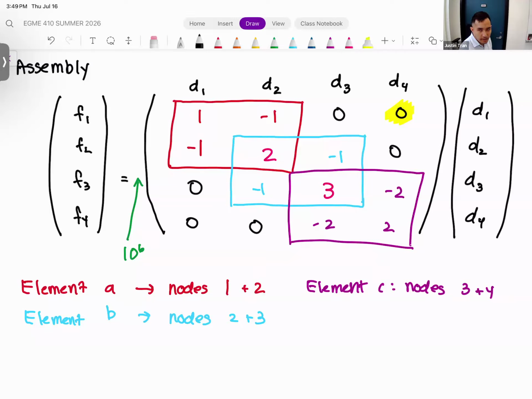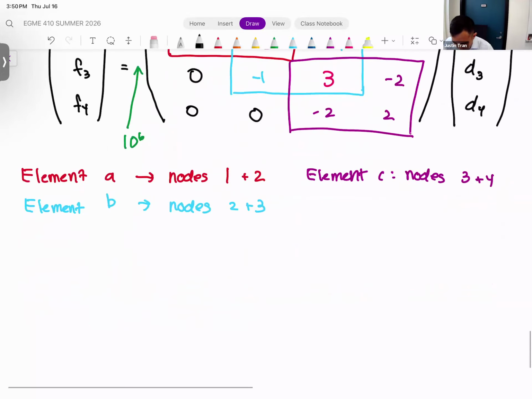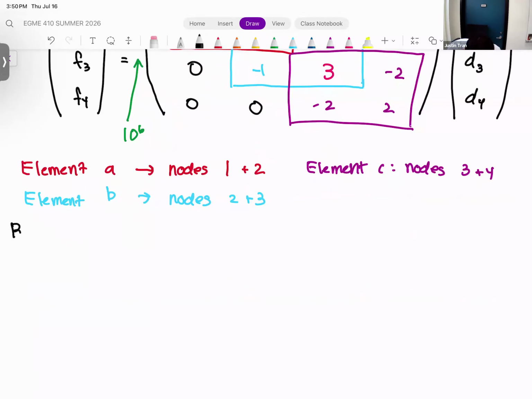The next step is going to be the application of the boundary conditions, but I'm going to rewrite the matrix after. All right, but before we do that, are there any questions in terms of how we did the assembly here? Okay, all right, good. So now let's go ahead and apply our boundary conditions.